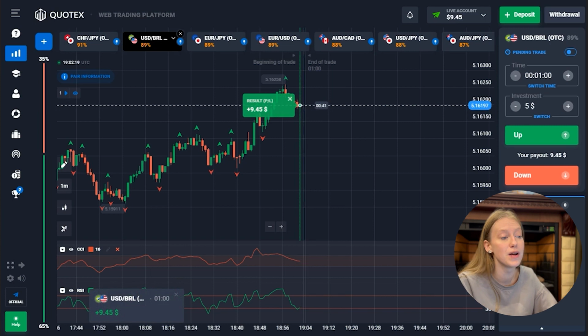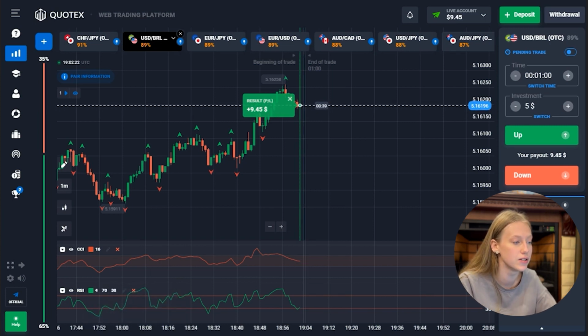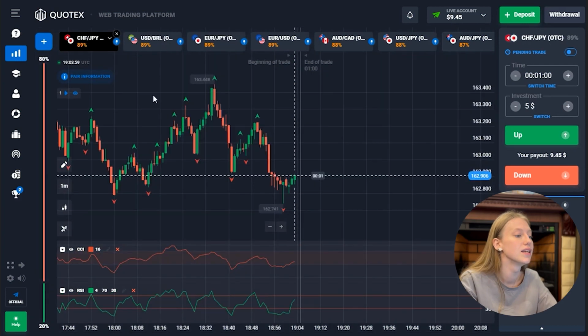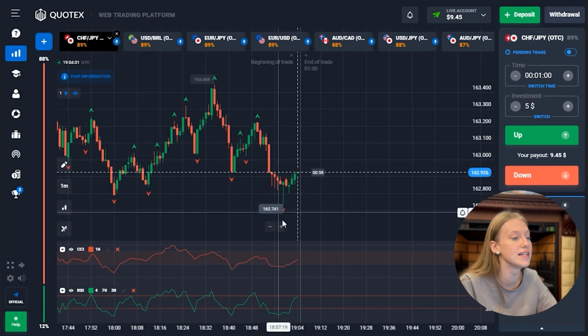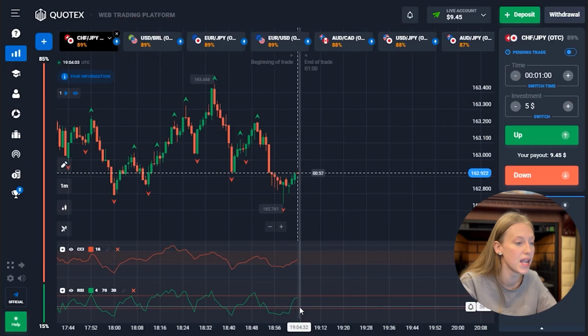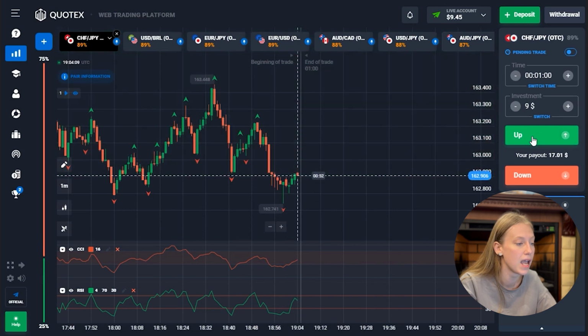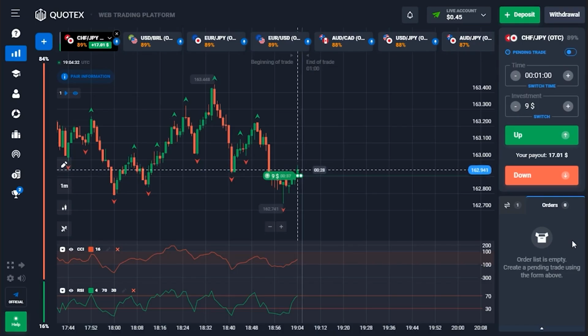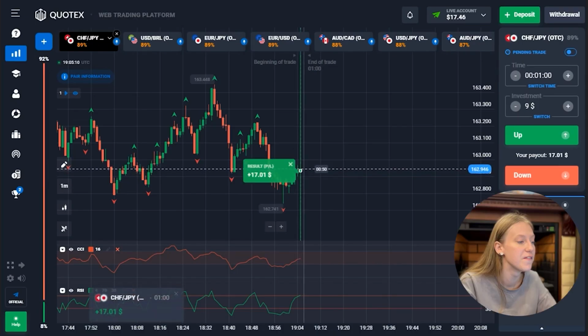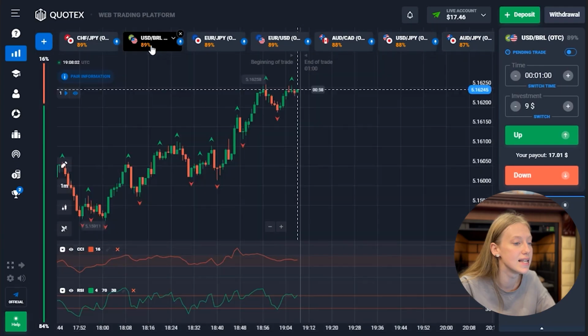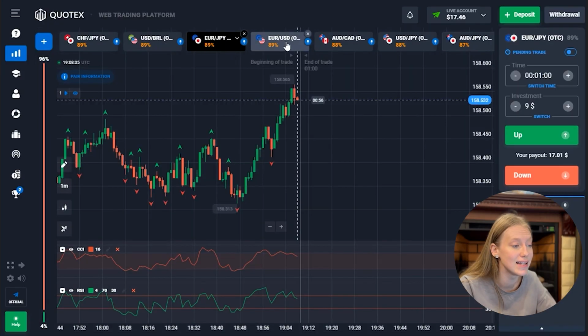Great guys, I made my first profit. Let's find another good situation. Here we see the lower fractal and it's below the candles. We also see that the CCI indicator has crossed the level 100, and the CCI indicator is also showing growth at the moment. I open a deal up for 1 minute at $9. Very good, I make another profit and I already have more money than when I started. It's amazing, and let's keep trading.